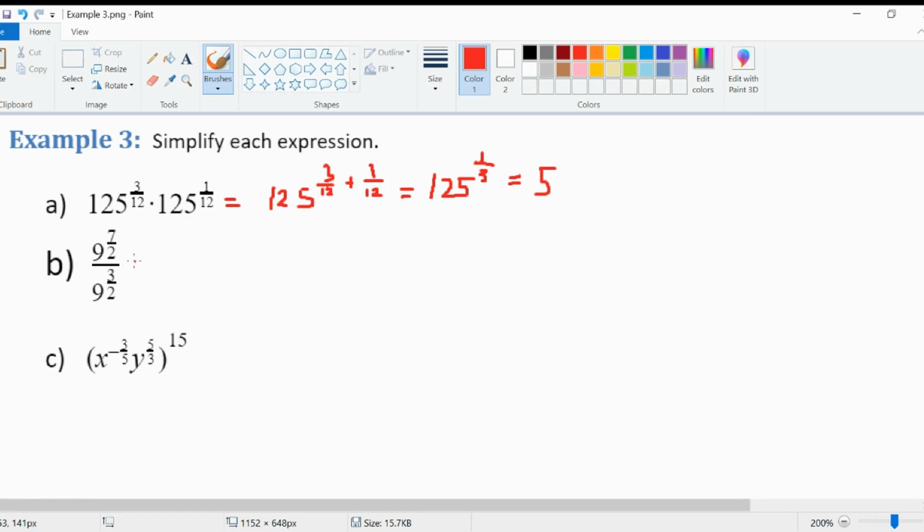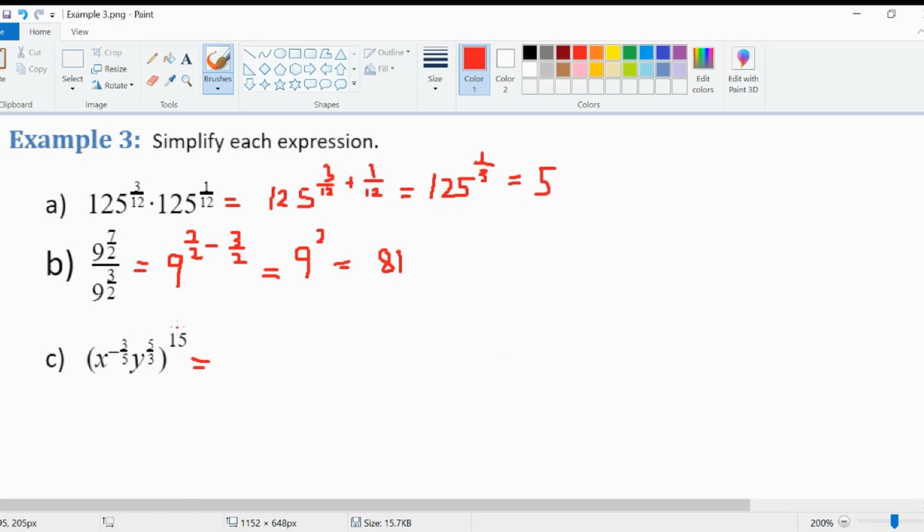On to part B. Since we're dividing, this now means that we will subtract. So we've got a 9 as our base, 7/2 minus 3/2. The denominator of 2 is just going to stay in my answer. So I'm basically doing 7 minus 3, which is 4, to get 9 to the 4/2, which is 9 squared. And then 9 squared is equal to 81. So there would be our result there.